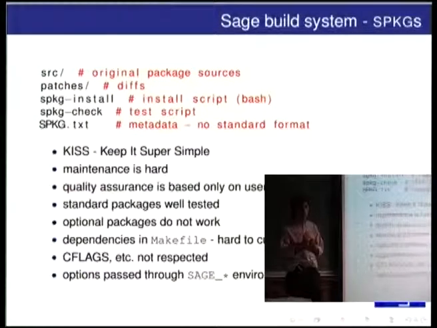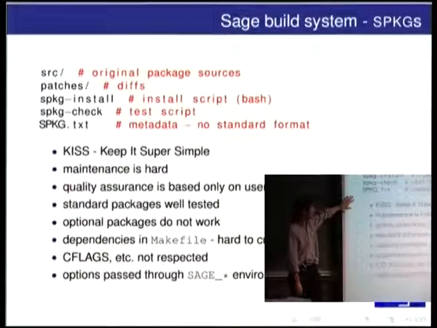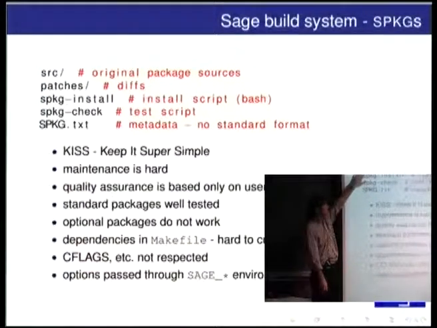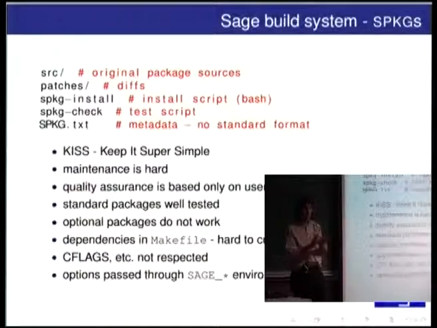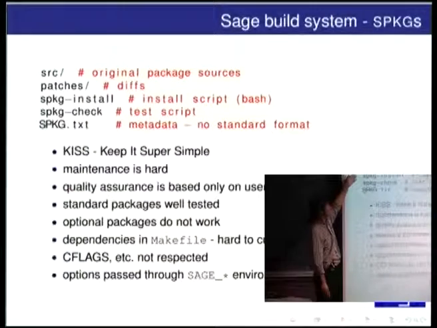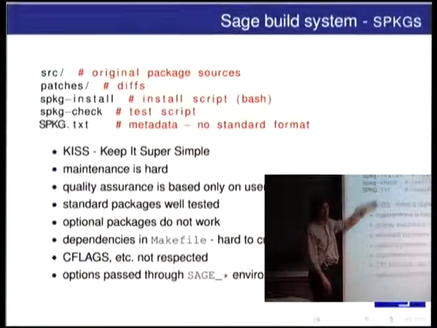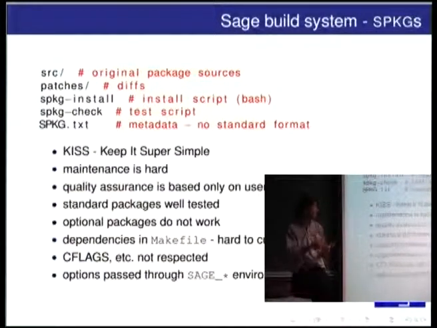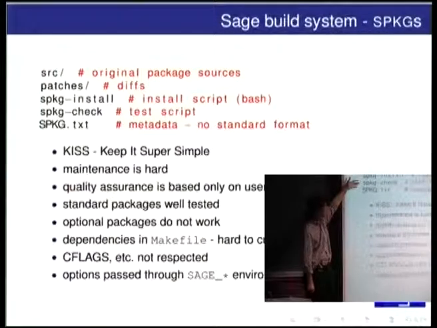A Sage package is called SPKG, and it has a preset directory structure. There is an SRC directory which contains the original sources in expanded form. But of course, there is no way to verify that they are actually the original sources that correspond to that package. And then there's a directory called patches, which contains a bunch of diff files that are applied in the course of the build. There are 2 scripts written in Bash.